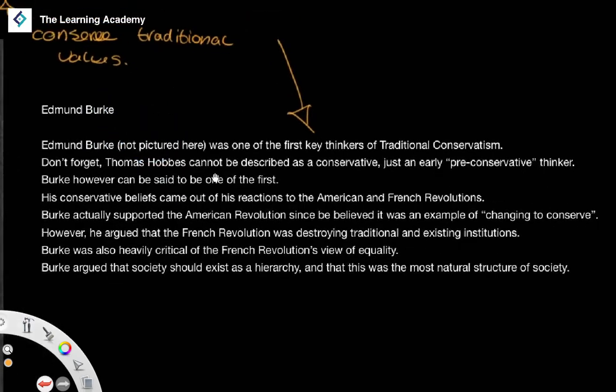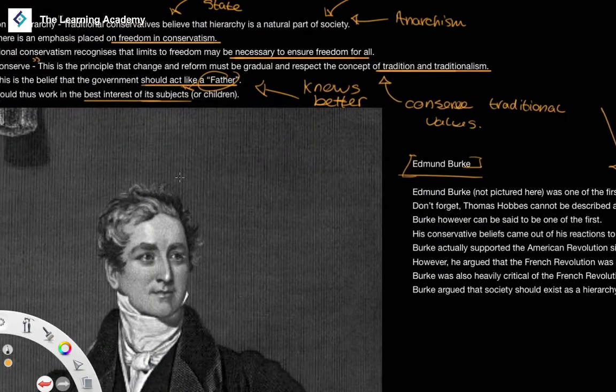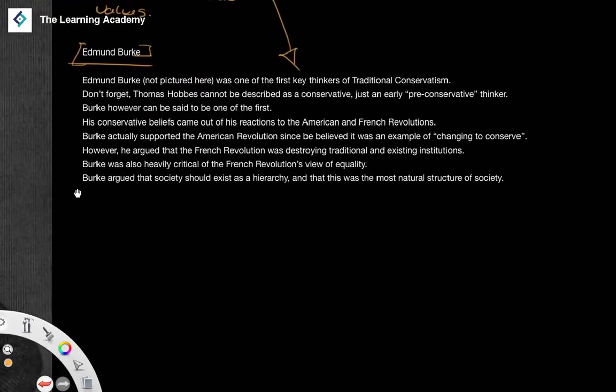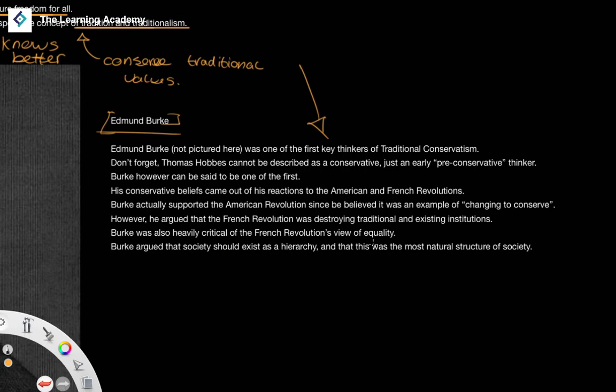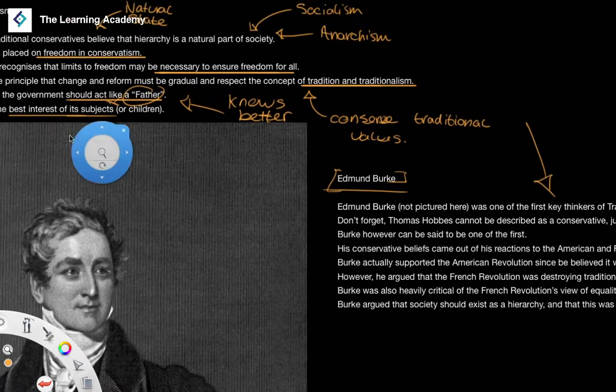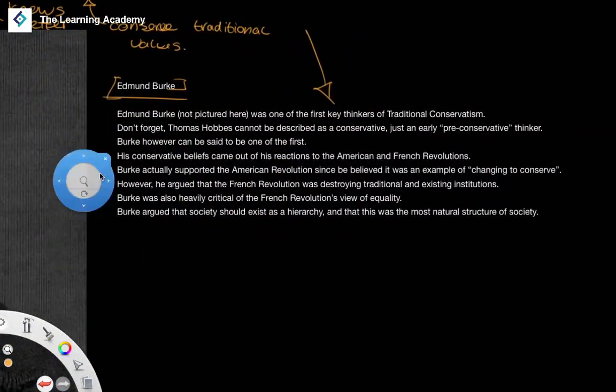We're going to look at an example of a key thinker who is Edmund Burke. Okay, and now Edmund Burke is not pictured here. This is not Edmund Burke. I believe this is Peel. Just to note that the images in all of these presentations don't necessarily relate to the content within the subject. They're just there to guide the viewer down through the presentation. I felt the need to put that in brackets there because obviously this isn't Edmund Burke. So you just need to make sure that was the case.